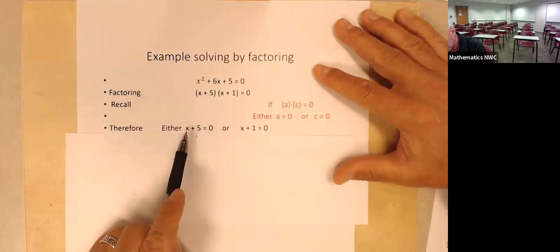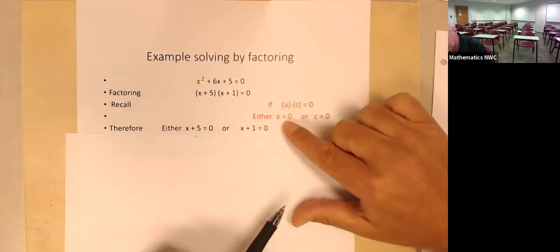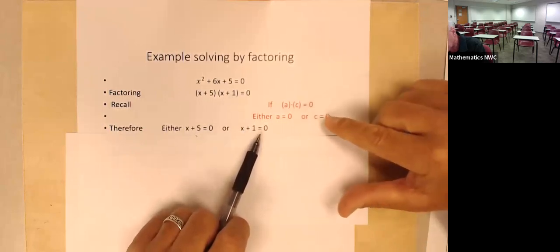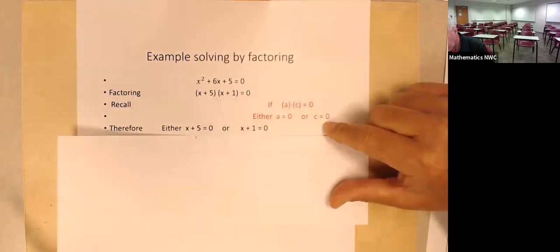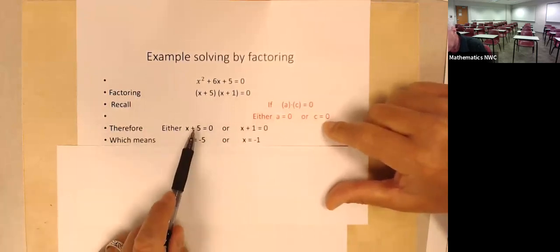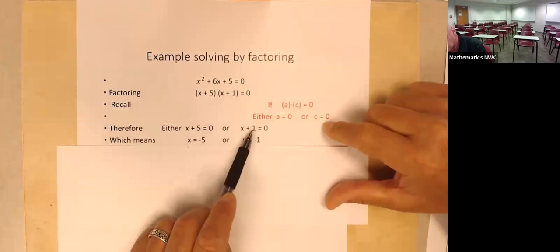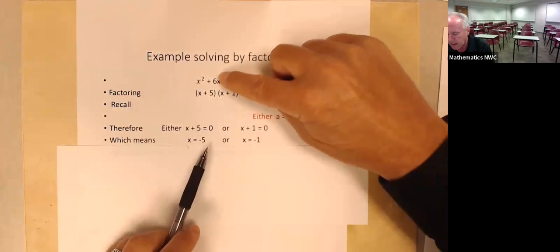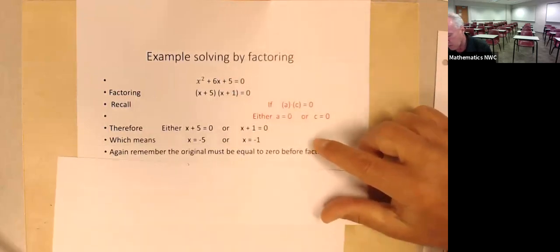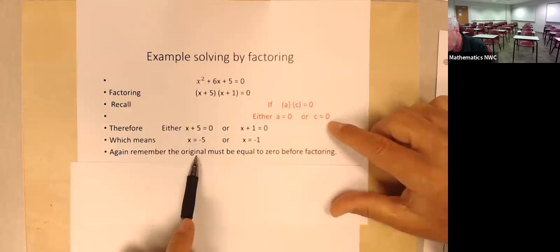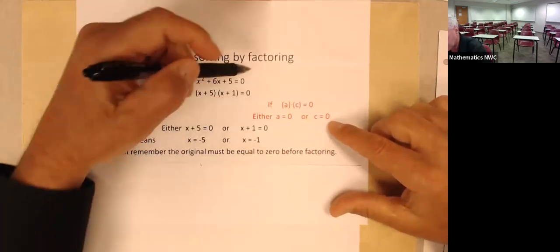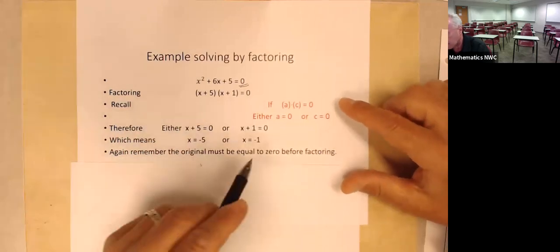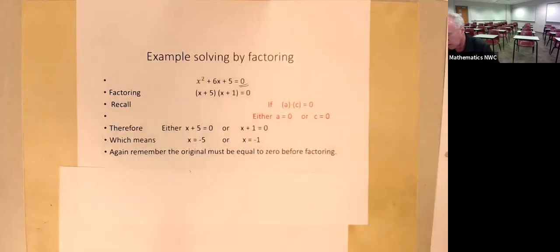Either the first one has to be 0, it's like saying the A has to be 0, or this second one has to be 0, it's like saying C has to be 0. Then I solve both of these for x. I bring the 5 over and I get a negative 5. I bring the 1 over and I get a negative 1. If I take either one of these answers, put them back in here, it will make the equation true. The original, though, must be equal to 0. That original there has to be equal to 0 so that I can use this principle.